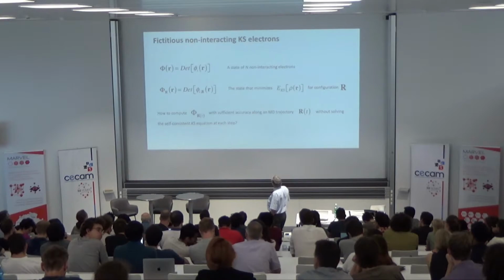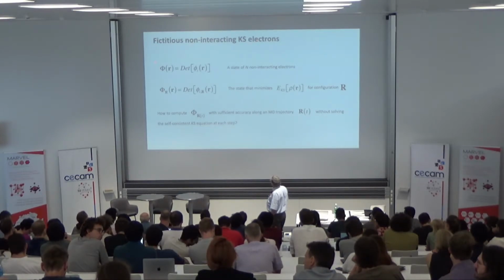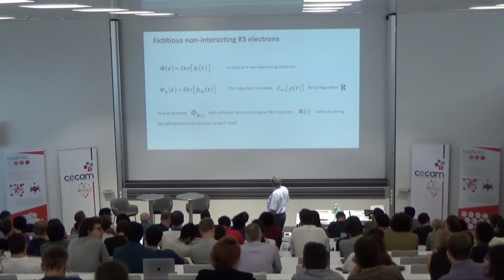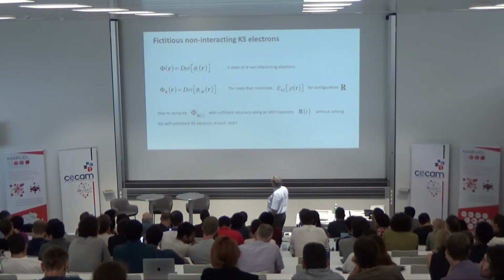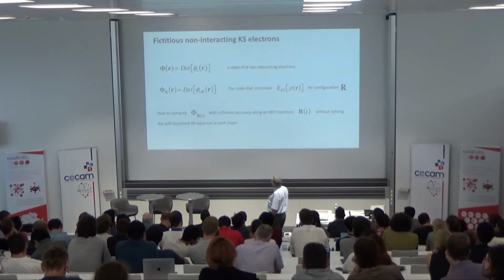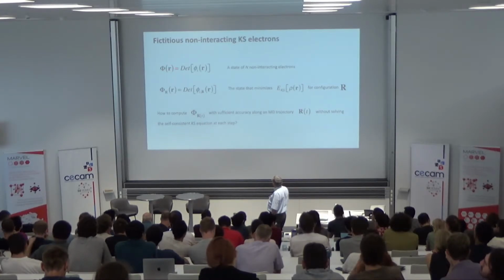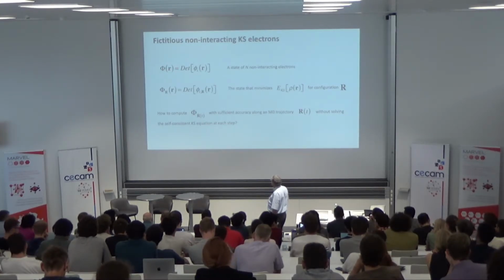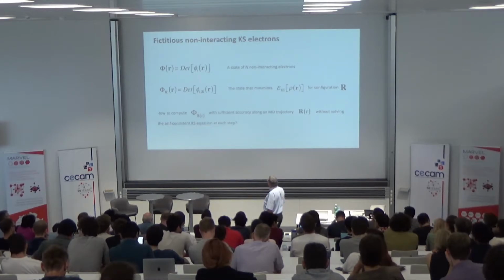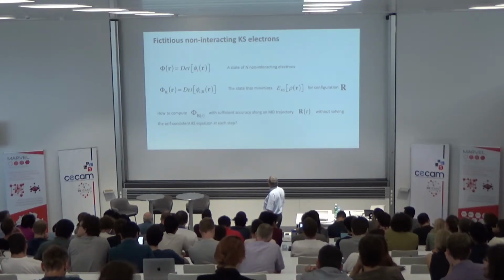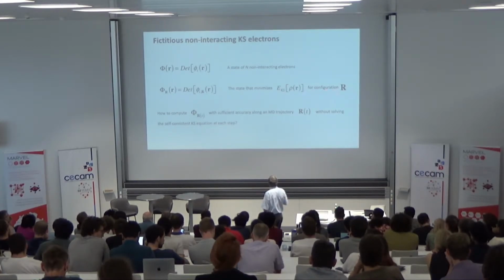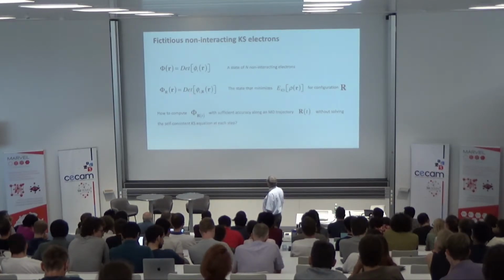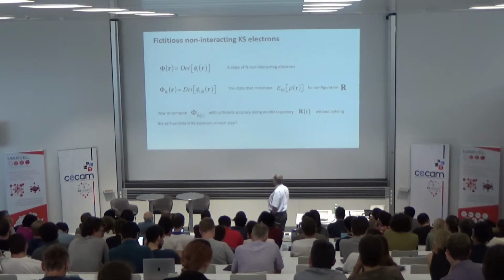As I said, in this Kohn-Sham formulation, one has a set of fictitious non-interacting electrons, so I will use compact notation. This electronic state made by non-interacting electrons is given by a determinant of these Kohn-Sham orbitals, and the state that minimizes the Kohn-Sham energy for nuclear configuration R is given by this particular determinant.